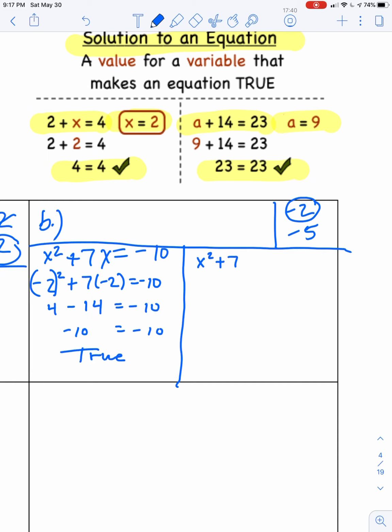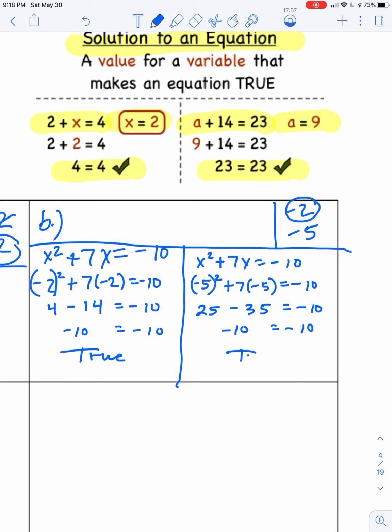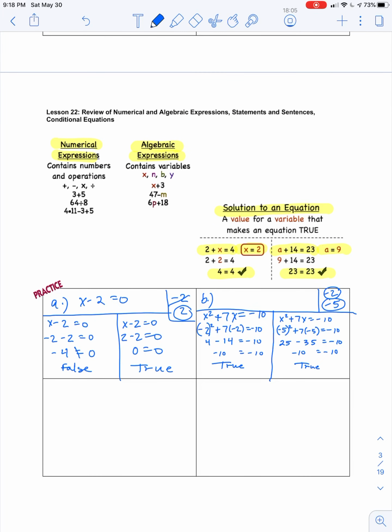Now let's test negative 5. Negative 5 squared plus 7 times negative 5 equals negative 10. We have 25 minus 35 equals negative 10. And if I do the math there, negative 10 does equal negative 10. And so that makes a true statement as well. So negative 5 is also a root or a solution to that equation.